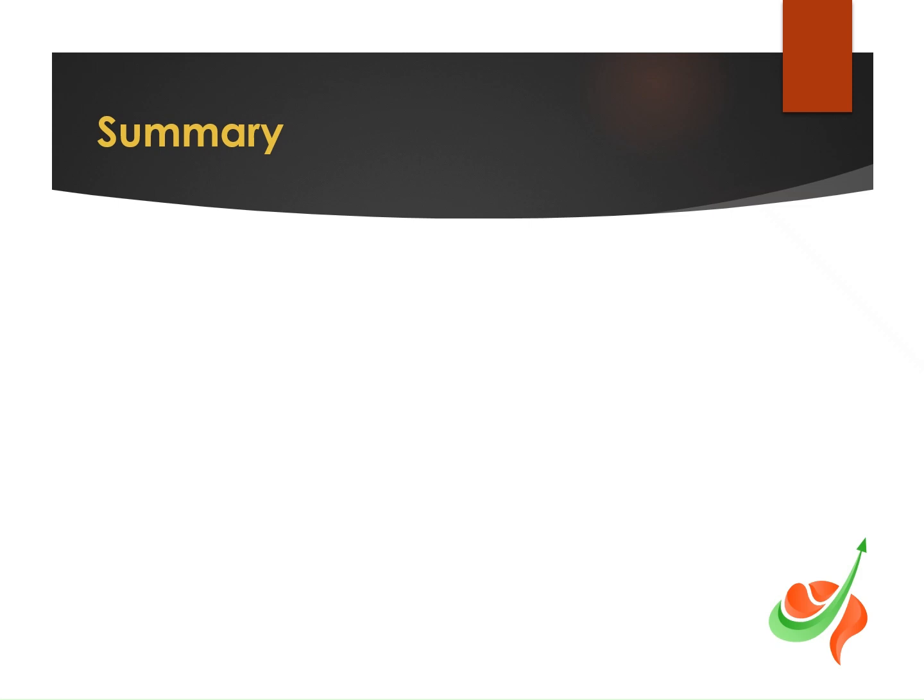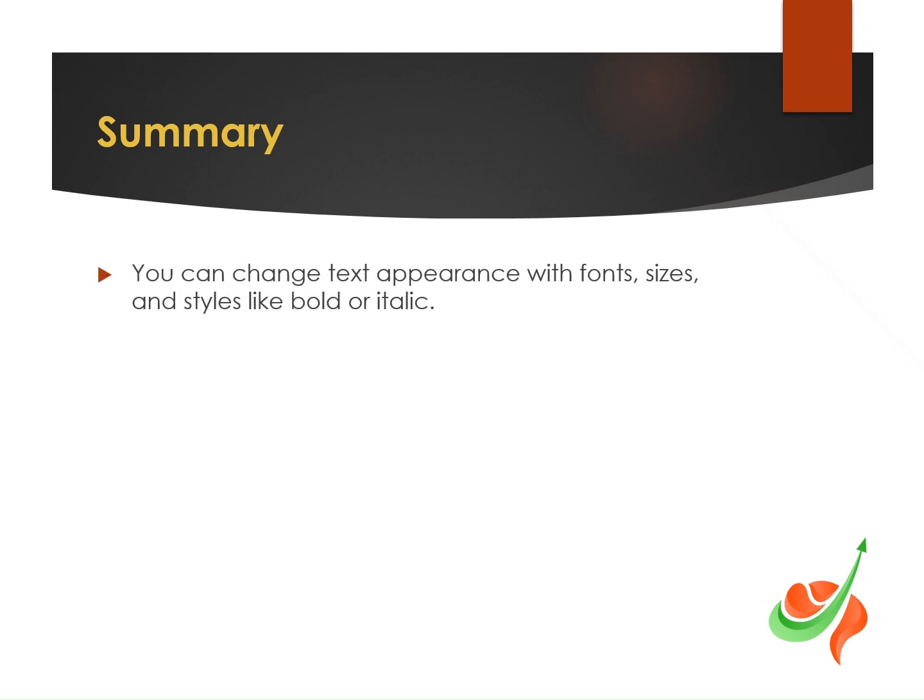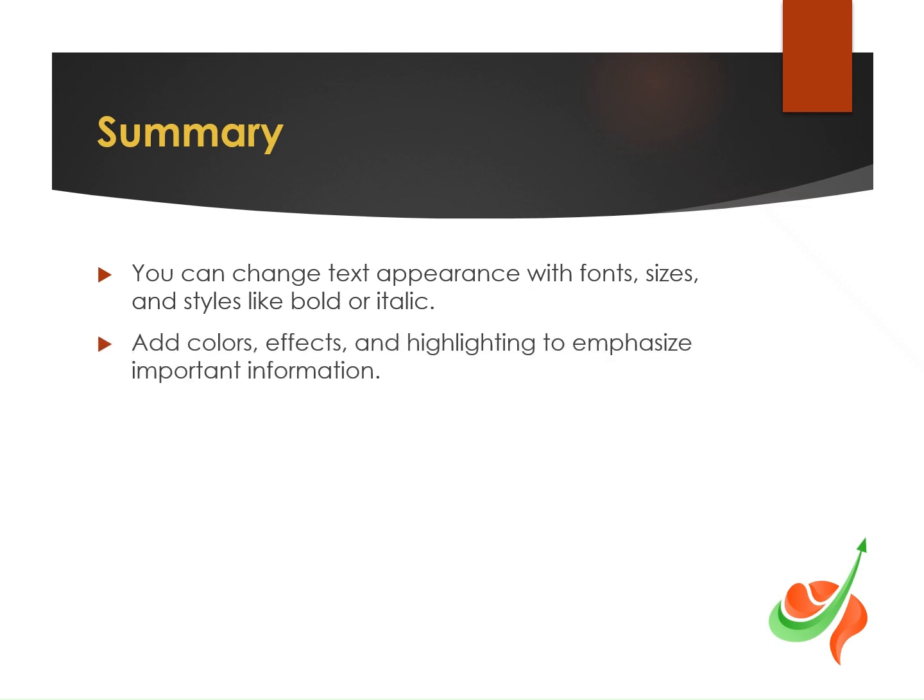In this lecture, we saw the importance of font size, bold, and italic to change the text appearance on the document. We also saw how colors, effects, and highlighting can emphasize the important information on the document. We also saw the importance of the Format Painter command to copy and apply format consistently on the document. In the next lecture, we will expand from text to paragraphs, learn how to align, space, and structure your content.